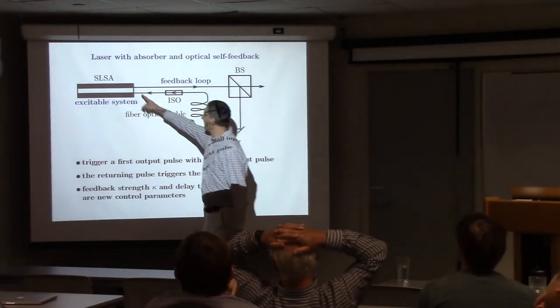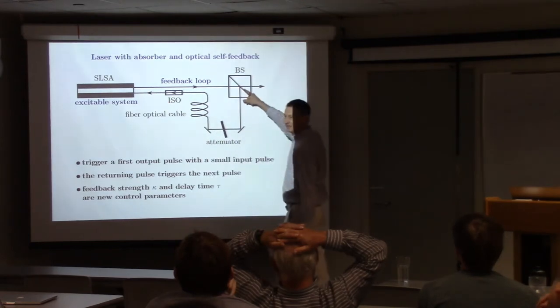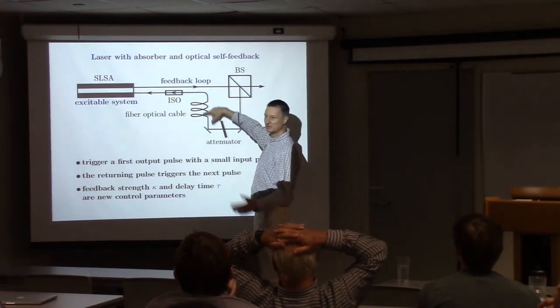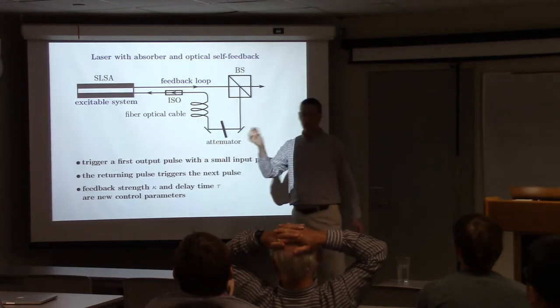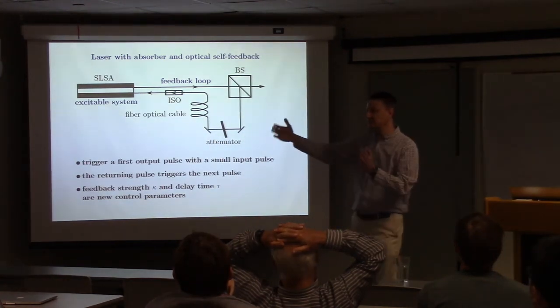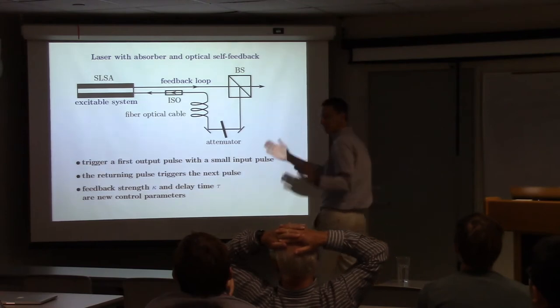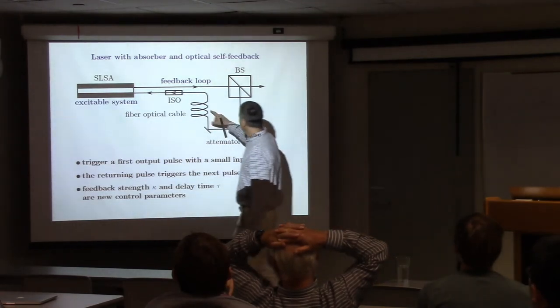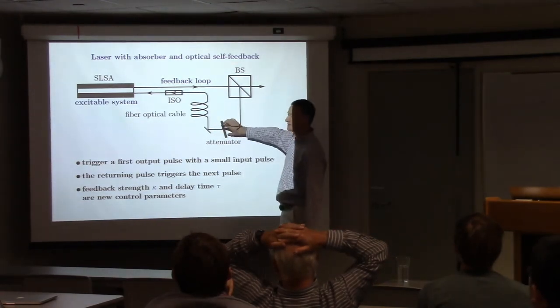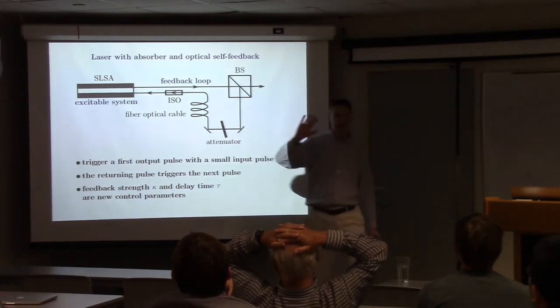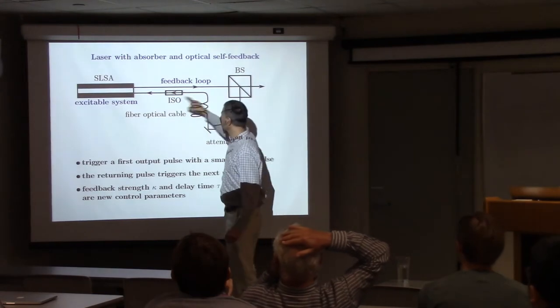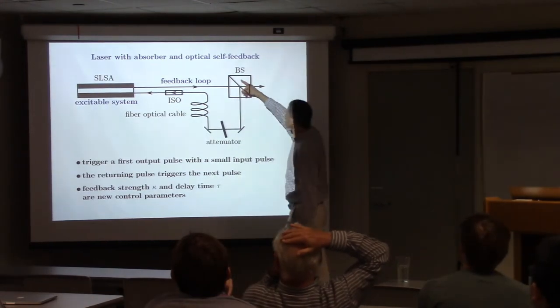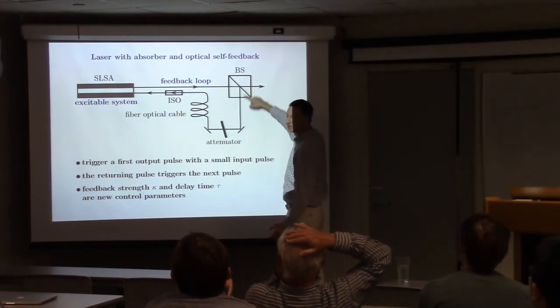So all you do is you take the light that comes out, and you send it through a fiber or space of sufficient distance. The laser is very small, a millimeter, so if you have a mirror at a distance of 30 centimeters, it's already a long delay loop. Okay? And you have an attenuator. That's basically something where you can adjust the intensity of the light that comes back, and you just feed some of the light that comes back through. And this is a beam splitter, so most of the light goes through, but you bleed off something.